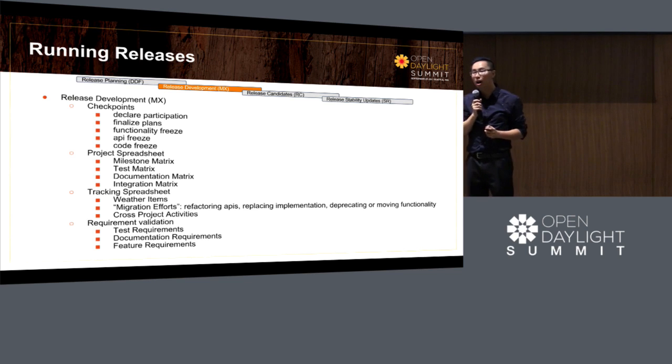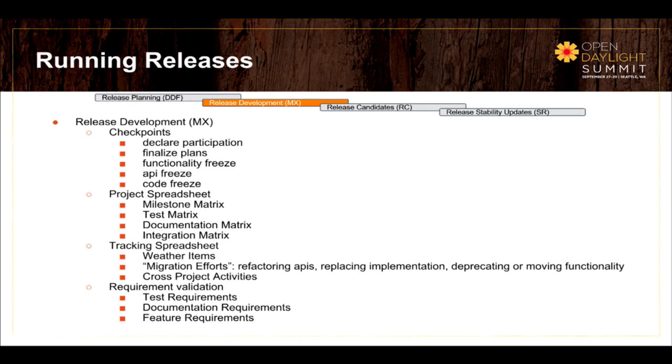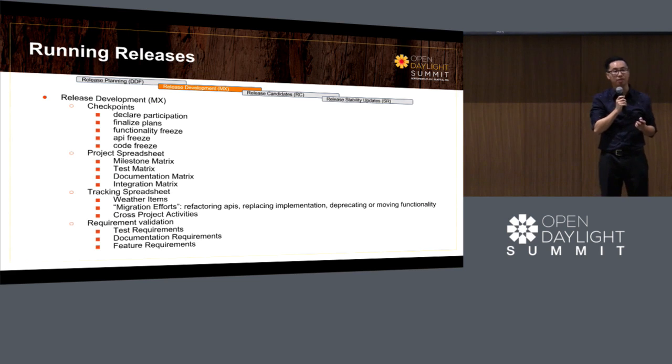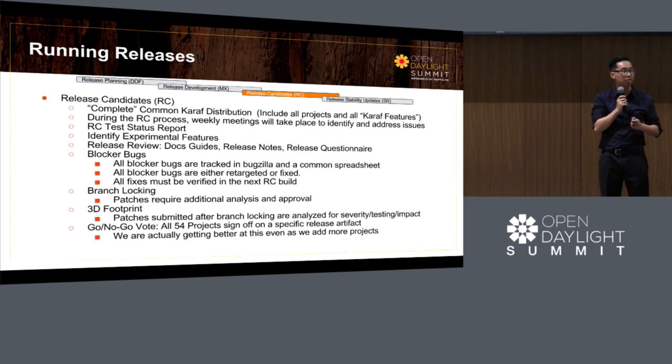We also track their testing work with a test matrix, an integration matrix. And we also generate a documentation matrix to track where they are in terms of generating their release documents, such as release notes, user guides, developer guides. And we also try to track whether or not projects are fulfilling their release requirements in terms of tests, documentation, and features.